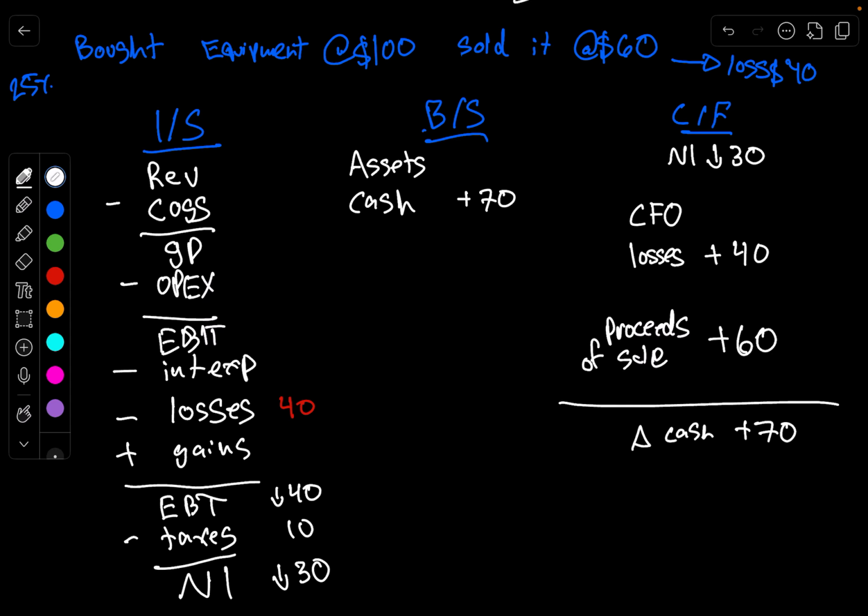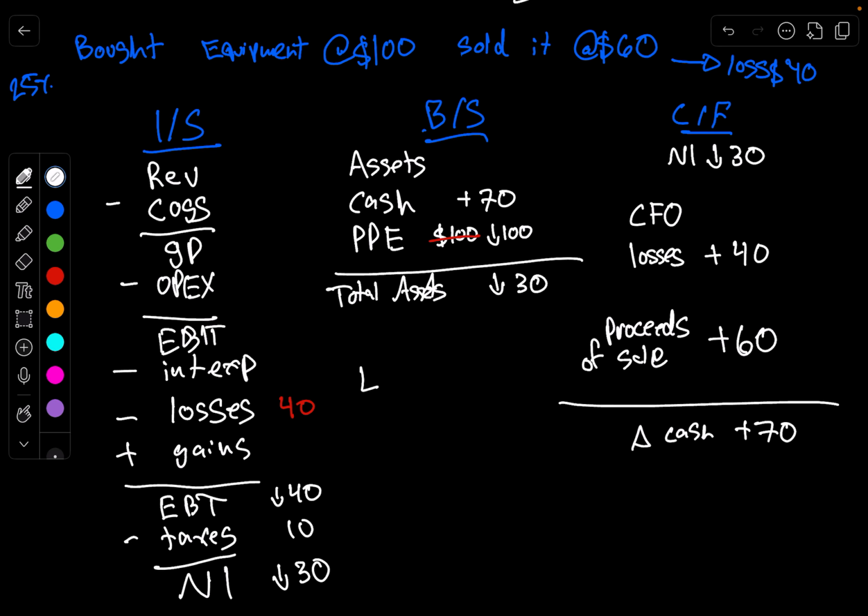But then I sold this equipment, right? As of right now, under PP&E, it says that I have $100 worth of equipment. But now I sold it, so I no longer have this, and I need to take this off the books. So we're adjusting this down by 100, or I could write a minus 100 there. So what does that mean? Our total assets are down by 30.